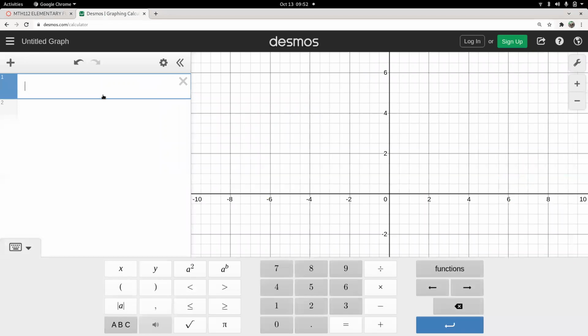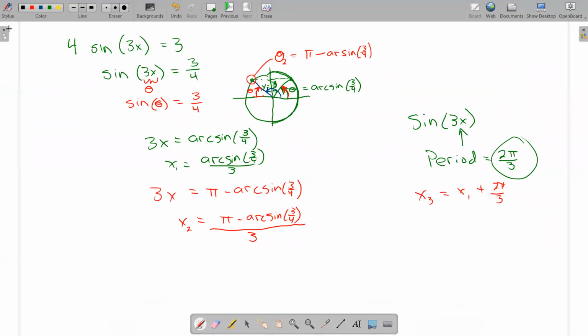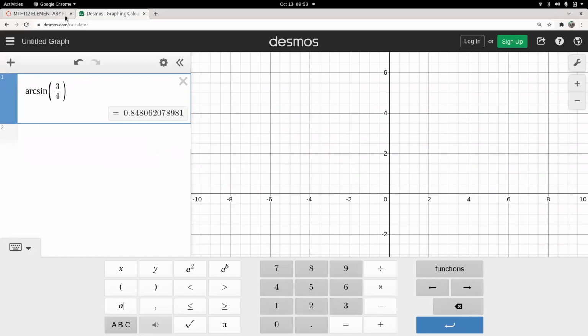I claim my first solution is the arc sine, or sine inverse. You can type it either way, it depends on your calculator. Desmos allows me to just type arc sine, and 3/4. Make sure I'm on the right page there. Yep. So that is one of my solutions. And another version of that solution was to go pi minus that. So I think another solution is pi minus that number up there, arc sine of 3/4.